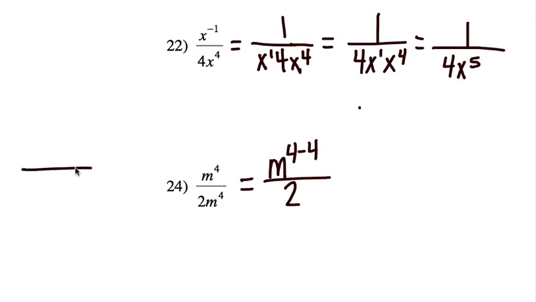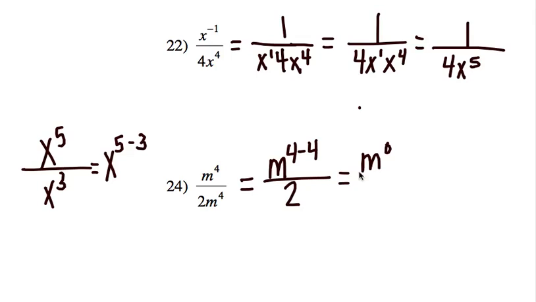Let me go over that real quick. The rule said if I had like x to the fifth over x to the third, that's the same thing as doing x to the top exponent minus the bottom. So I did the top exponent minus the bottom. So to simplify that, 4 minus 4 would be 0, so m to the 0 over 2. Another property, anything to the 0 power is 1, so m to the 0 power is 1. So 1/2 is your answer.